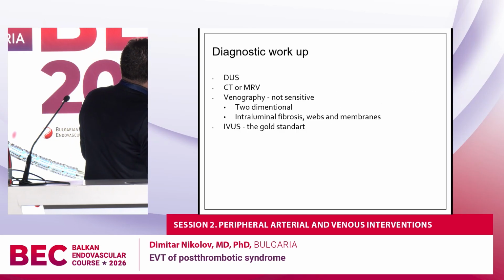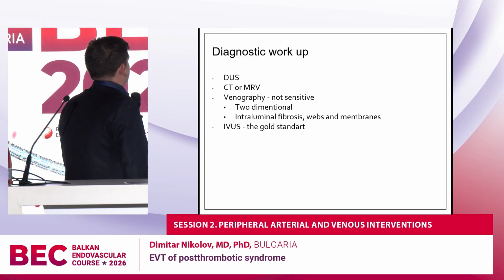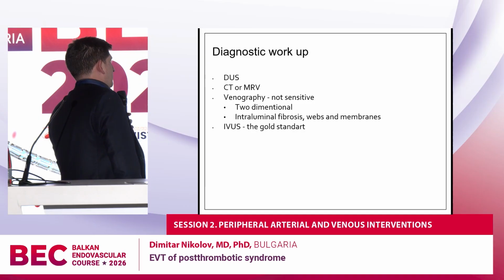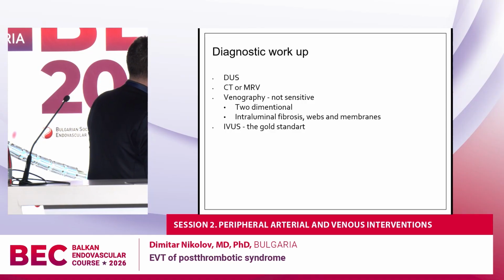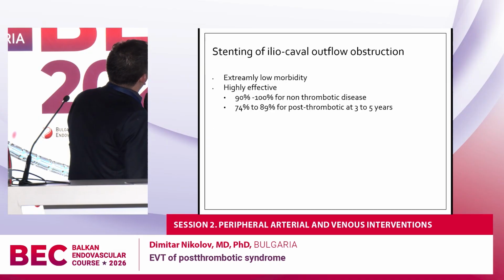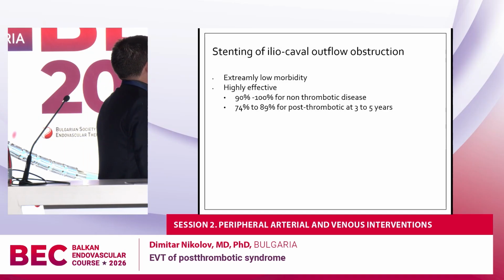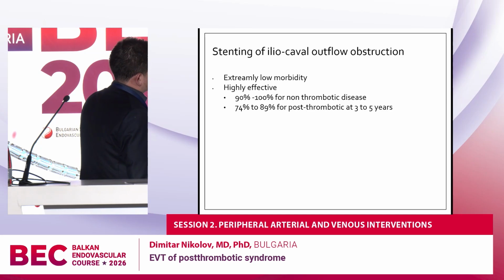Diagnostic workup: ultrasound, CT or MRV. Venography is not too sensitive because it's two-dimensional and we cannot see intraluminal fibrosis, webs or membranes. So IVUS is the gold standard. Stenting of the iliocaval segment has extremely low morbidity and the effectiveness is almost 100%, and 89% for postthrombotic at 3 to 5 years.